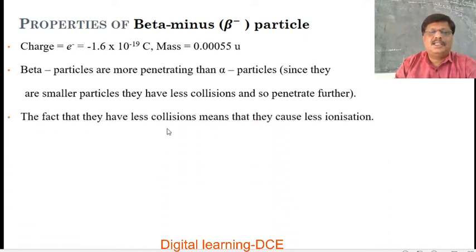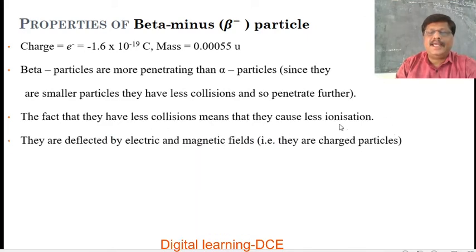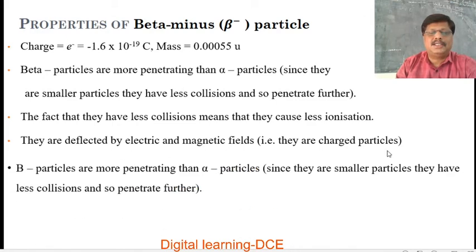The fact that they have less collisions means that they cause less ionization. They are also deflected by electric and magnetic fields, that is, they are charged particles. Beta particles are more penetrating than alpha particles. Since they are small particles, they have less collisions and so penetrate farther.